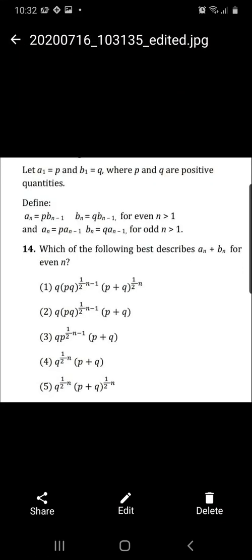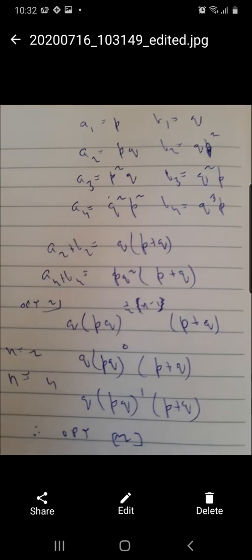Hi friends, this is a slightly complex question on functions. Let a1 be p and b1 be q, where p and q are positive quantities. For even n greater than 1, an equals p b(n-1) and bn equals q b(n-1). And for n greater than 1 and odd, an is p a(n-1) and bn is q a(n-1). So we'll have to come back to this.